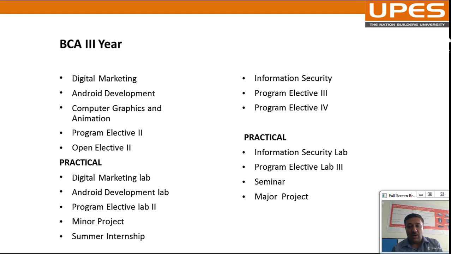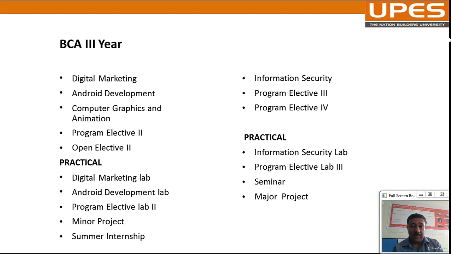One is on program elective, and the second one is on information security lab. We have a seminar also and major projects also in the 6th semester of BCA. So this is about the structure of a BCA program. It's a 3 years program, 6 semesters. We are introducing a lot of electives.